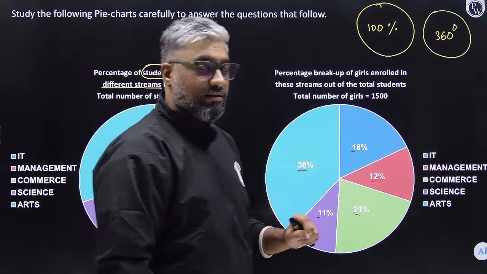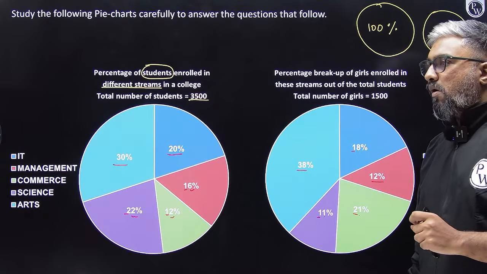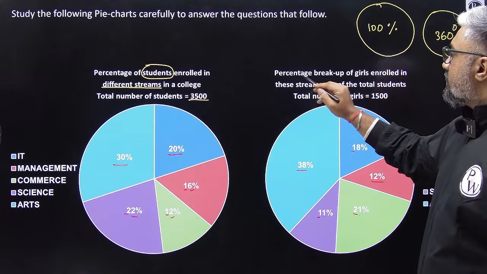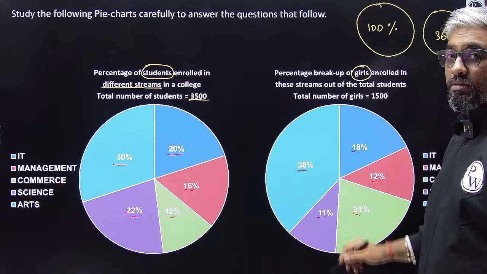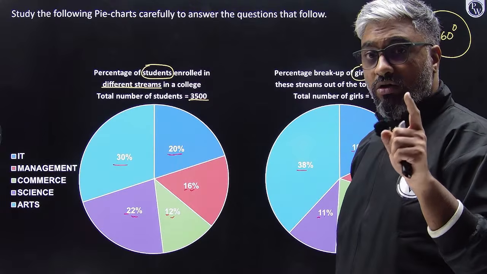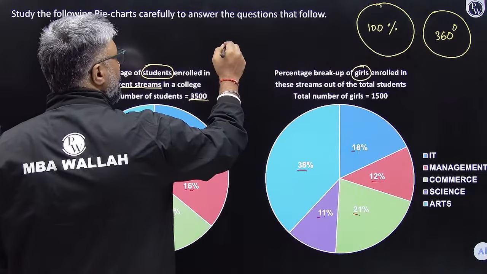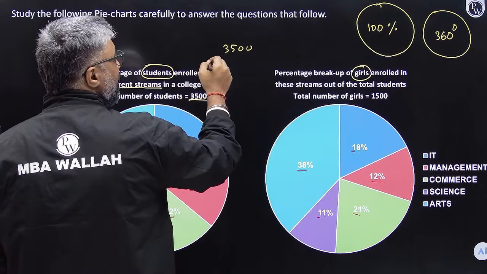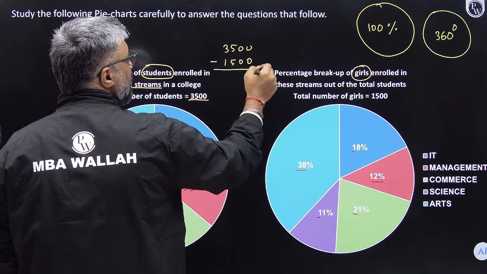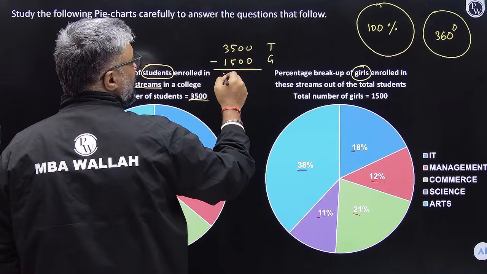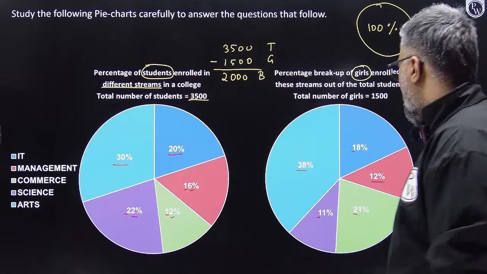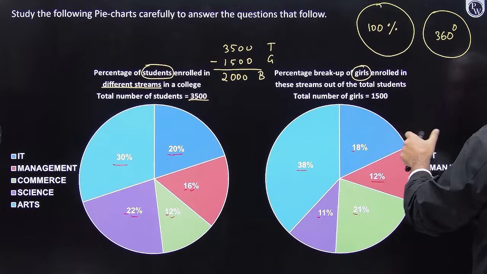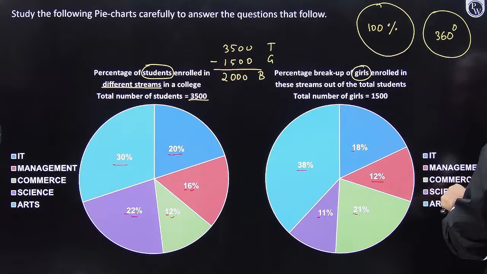On the other hand, read this carefully. Look at the second pie chart. Percentage breakup of girls enrolled in these streams out of the total students. So out of the total students, which is 3,500, 1,500 of them are girls. That means, so this is girls, this is total. That means there would be a total 2,000 boys. Okay, be very careful. And again, in IT, there are 18% girls, management 12%, commerce 21%, science 11%, and arts 38%.